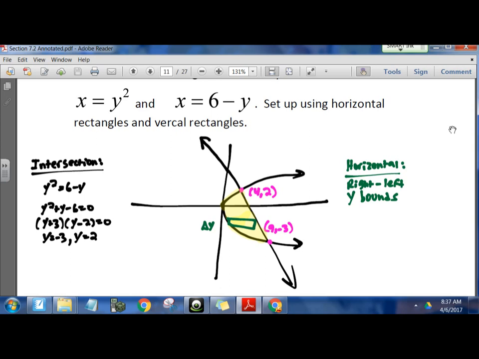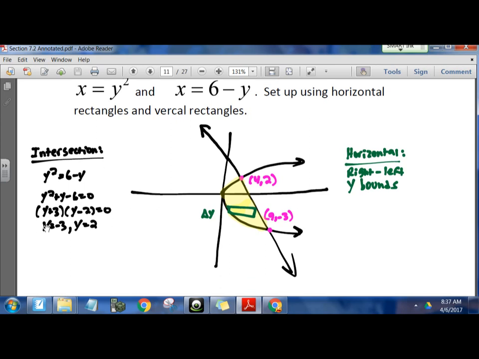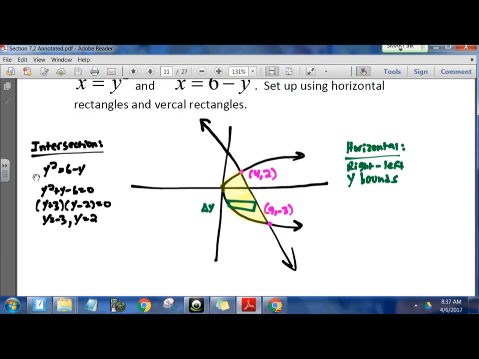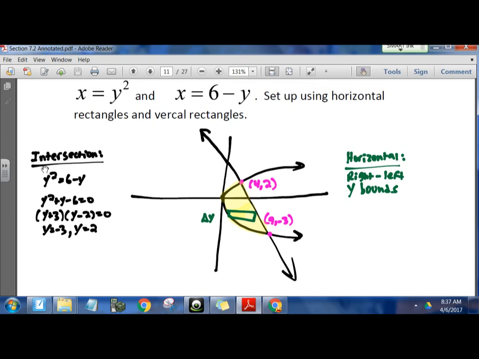If you look at the picture, you're going to realize that with a horizontal rectangle, there's always a right curve and there's always a left curve. And that makes the problem more manageable. Let's look at the solution. So if you were to graph these figures, x equals y squared is, of course, a horizontal parabola. And x equals 6 minus y. In order to graph that, you should put it into y equals mx plus b. And then you graph it.